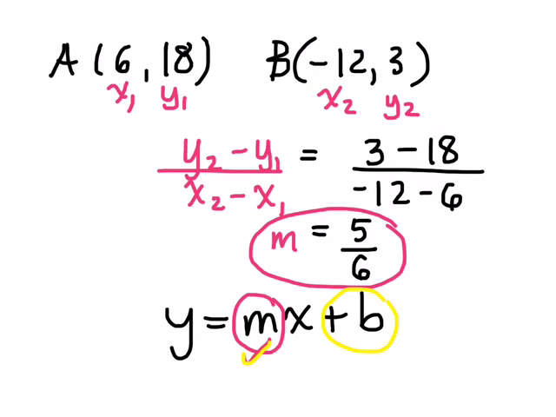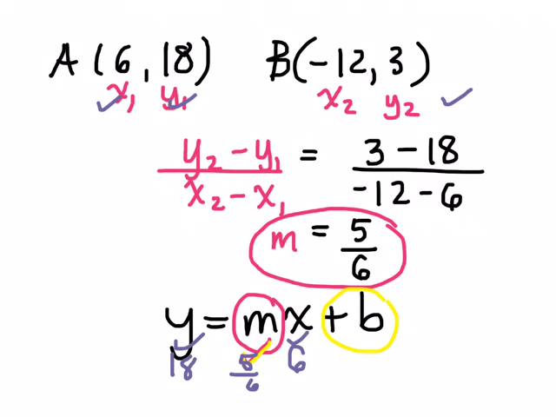I know this x and y, or I know this x and y. Can we choose either one? Does it matter which point I choose? No, because both of these points are on the same line. So I would recommend choosing this one because they're both positive numbers. Doesn't really matter. So I know x is 6, and I know y is 18. I also know m is 5 over 6. Can we plug all of that in and find b?